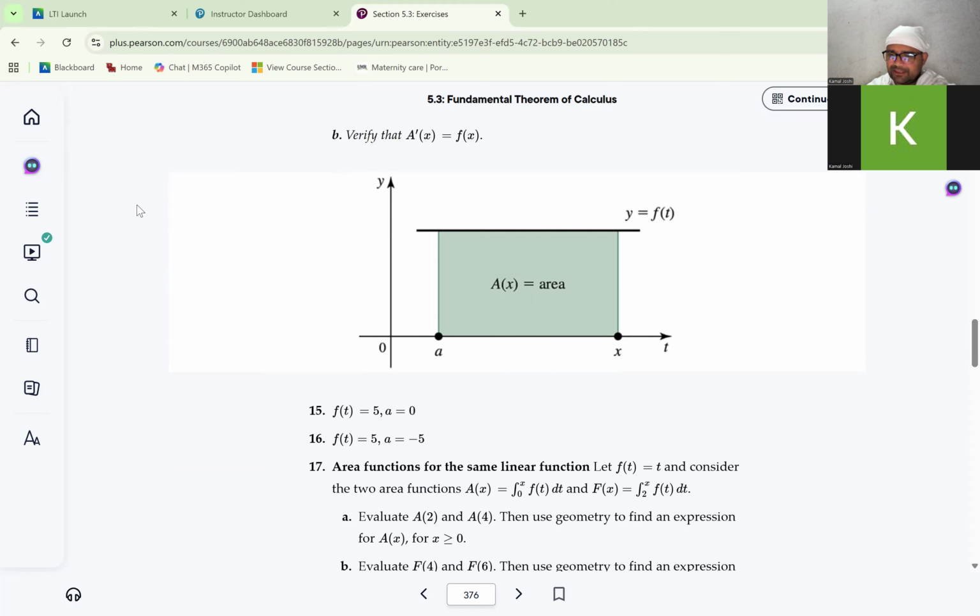In 15 and 16, they are looking for particular values of f. In this case, the height is 5 in 15, and you are starting from 0, A is 0. So we are talking about this area from 0 to that. So the area would be simple. The area function A of x would be 5x.